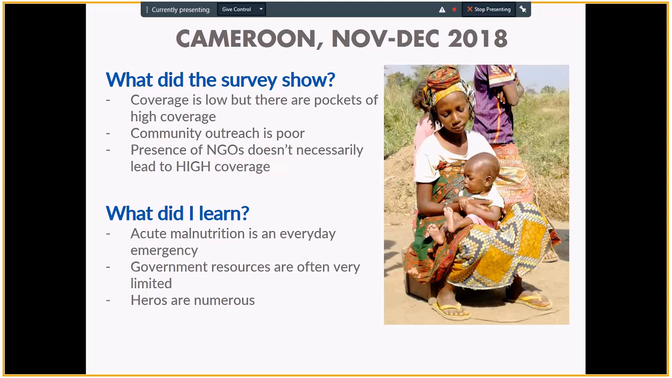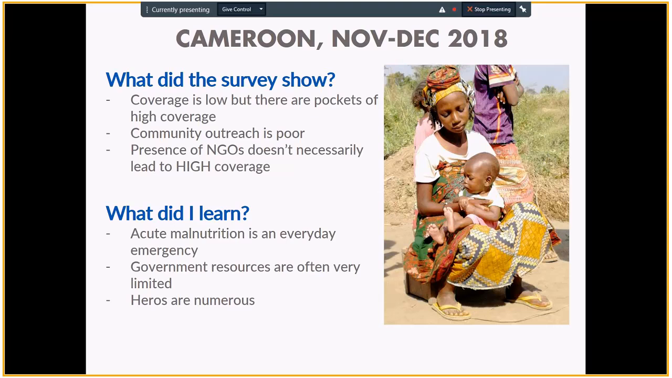And just also the heroes are numerous, so we always focus a little bit on Hawa, the story about Hawa, which is amazing. I'm not putting that down, but I met probably 10 Hawas when I was travelling around, and they do exist in these areas. They're just very, very limited on resources, very limited on support, and so I think it's important to remember that there are lots of people who care, definitely. It's just that they're not empowered or don't have the resources to tackle acute malnutrition.